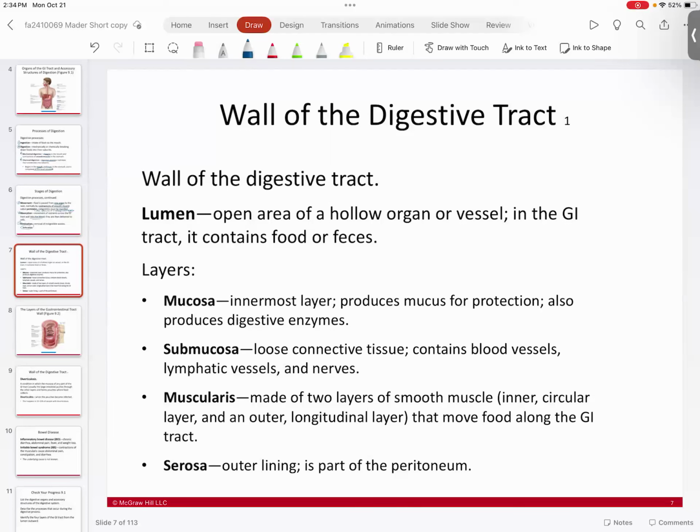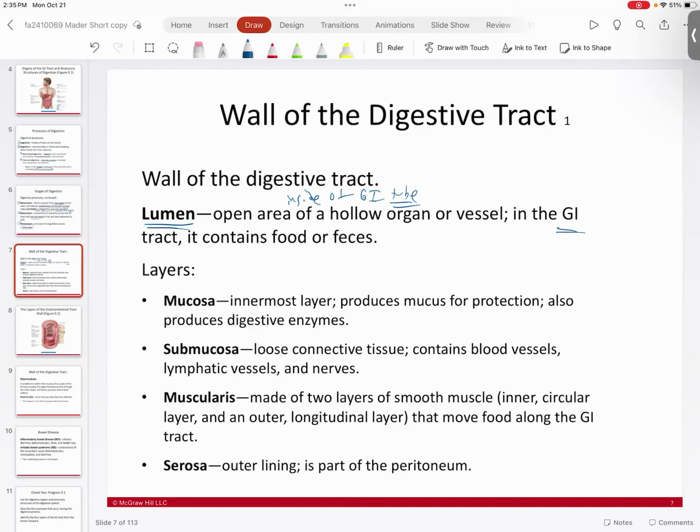Okay, let's take a look at the wall of the digestive tract. Basically, what we're looking at is this GI tube. The first thing to always remember is the term lumen, which is the inside of the GI tract. It's the inside of the tube. Actually, the term lumen always means the inside of something. So the lumen of a blood vessel is the inner portion where the blood is. The lumen of the stomach is the inside of the stomach where all the food is. So lumen simply means the inside of something, typically something hollow that's designed to carry something in it.